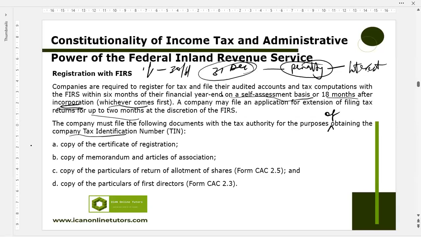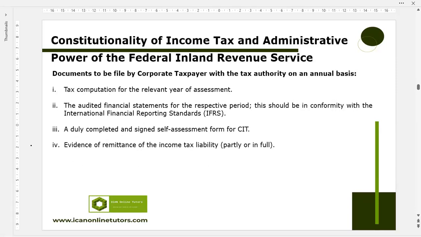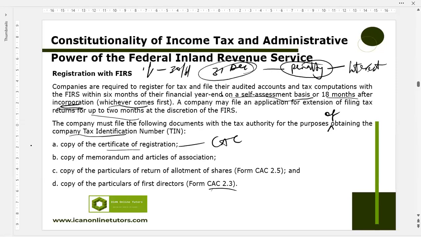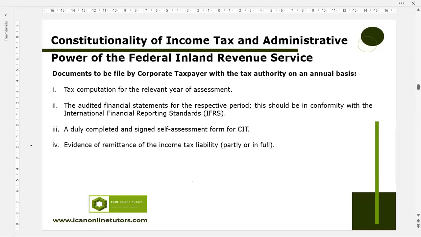One, your certificate of registration with the Corporate Affairs Commission must be filed. Then also, you must submit your memorandum and articles of association. Then also, the particulars of the return of allotment of shares from CAC 2.5 and a copy of the particulars of first directors from CAC 2.3. So those are the documents that are required for registration. This is just one part.